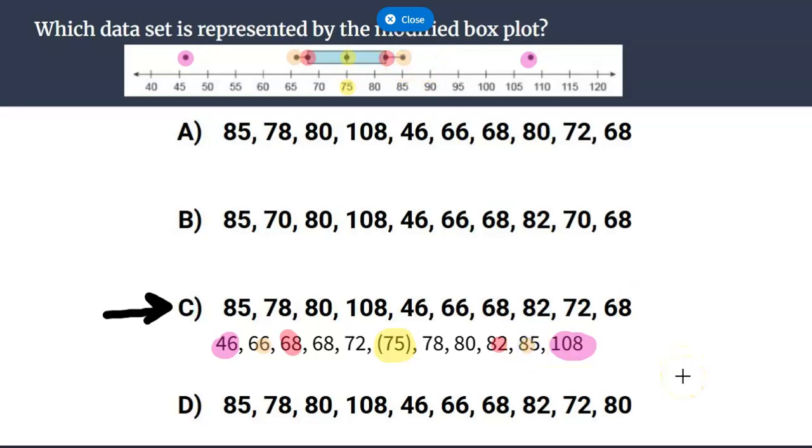There we go. So looking at these examples here, hopefully you got an idea of modified box plots and just the effect that outliers have on a set of data.